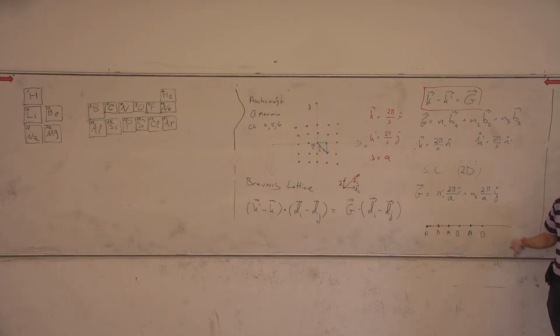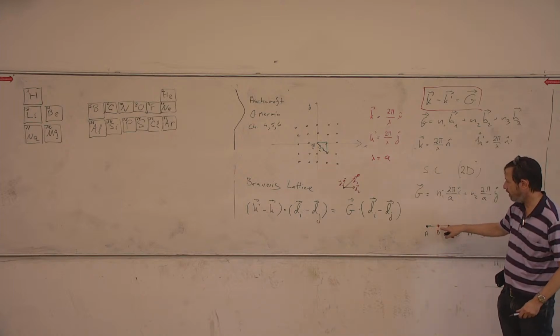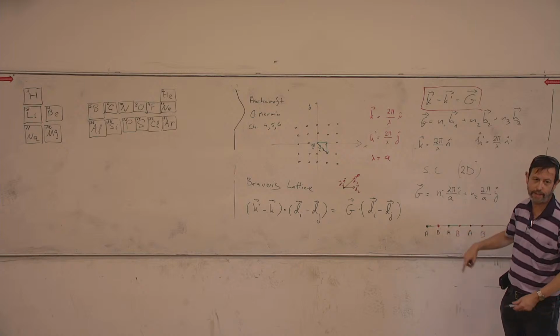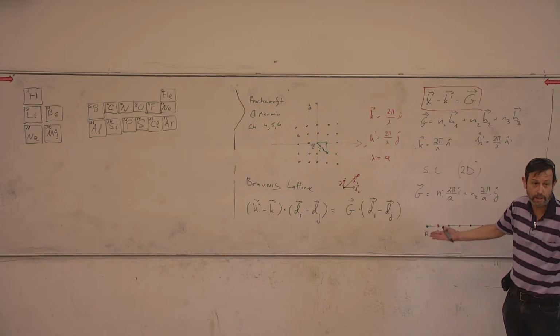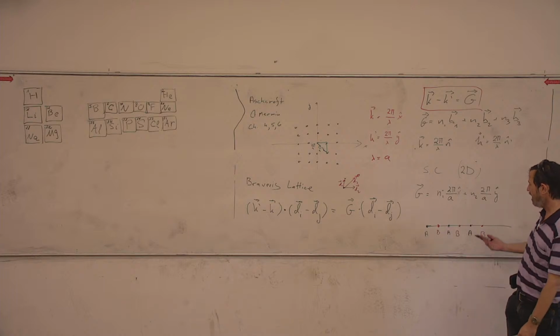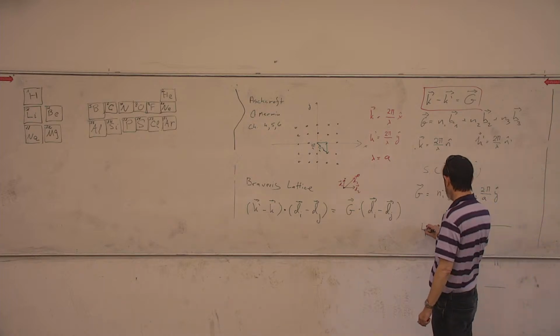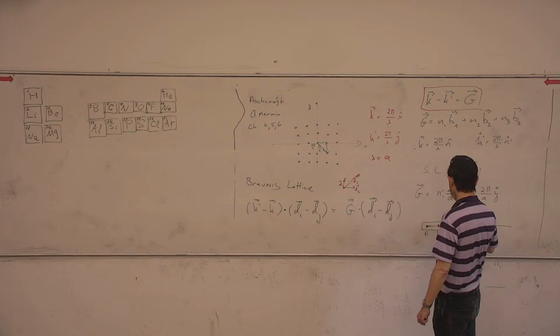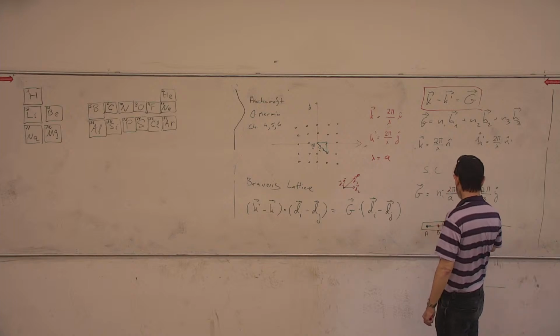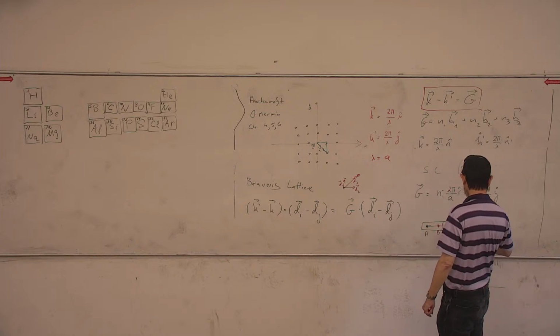Okay, that's a one-dimensional lattice. Is it a lattice? No, it's not a lattice, because A sees a B to its right and B sees an A to its right. It's not the same environment. So I say, I know how to rectify it. Let's build a lattice unit of this kind.